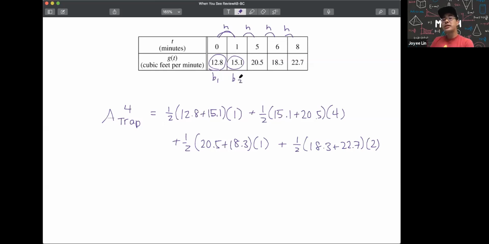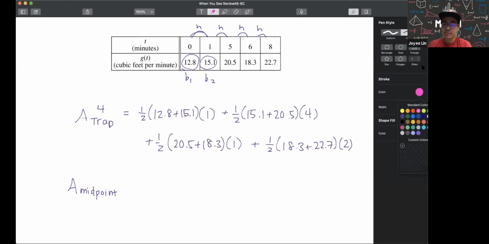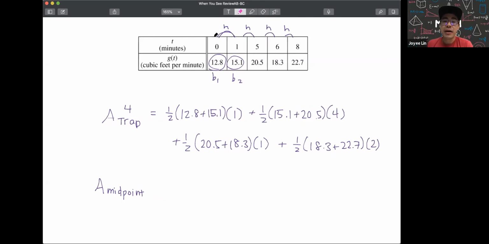Now, if I wanted to do midpoint with these, I would need to know the middle points, right? So I cannot do adjacent boxes here. So since I have 5 boxes, the max number of boxes I can use is 3, right? I can only use 0, 5, and 8. So now let's try midpoint. I'll do a different color so you can see the difference when I upload these notes. Now, I have to do the distance from here to here, right? If I want to do midpoint, I have to do the distance from here to here. Okay, so I can only make 2 rectangles right now.